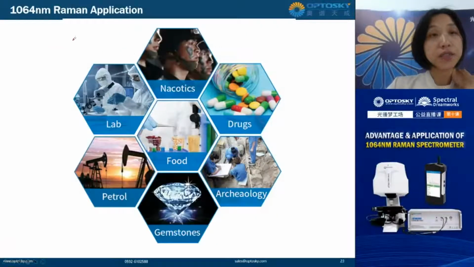And the 1064 nanometers Raman apply to also narcotic drugs and pharmaceutical drugs, and for scientific in lab, and also in food safety for the pesticide and petrol, and also some gemstones and archaeologies.